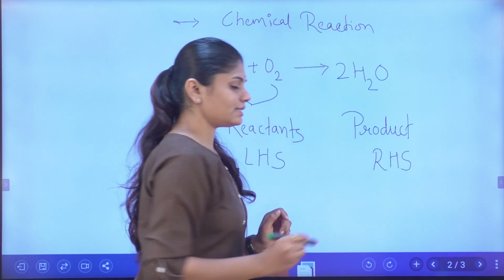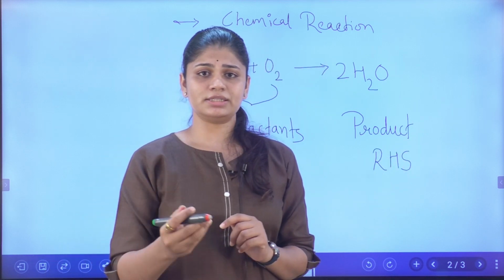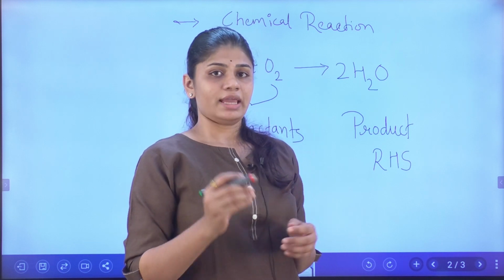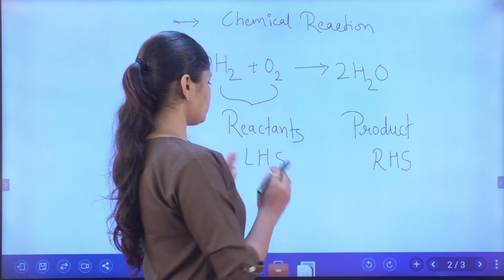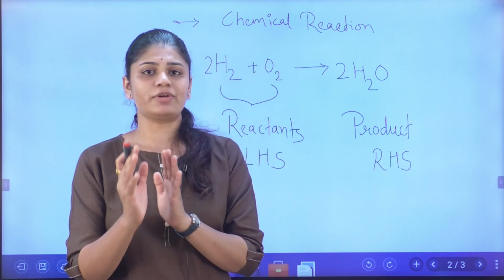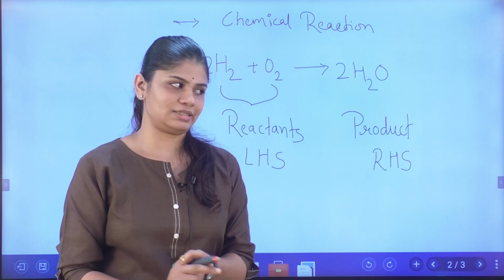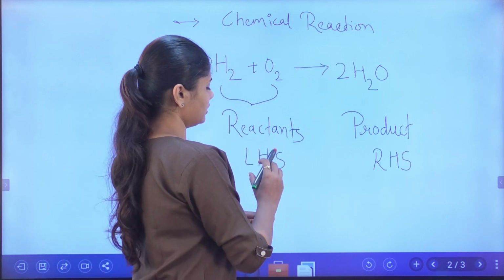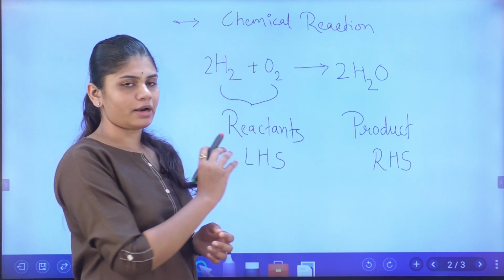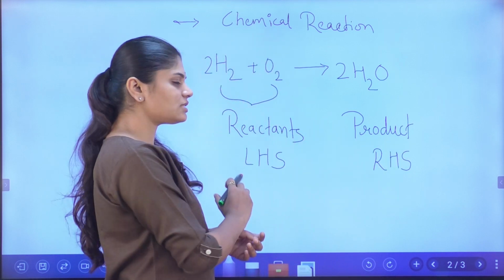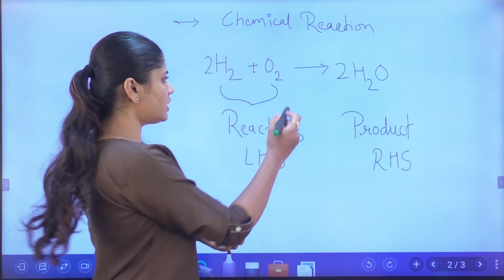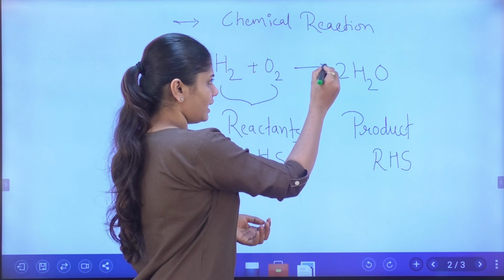I am writing this because when we discuss how to balance chemical reactions, we will just find out what is LHS and what is RHS, and it will be much easier for us to get it balanced. That's why I am writing it here. Simply, we write the reactants on the left hand side and the products on the right hand side, and we put the arrow in between.